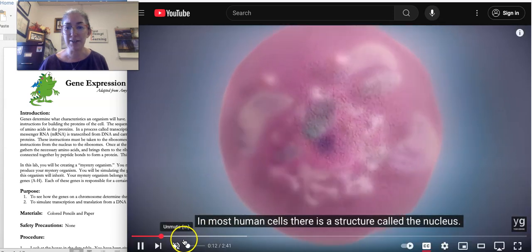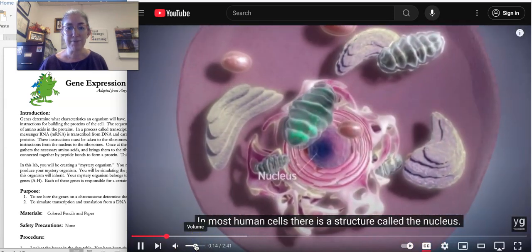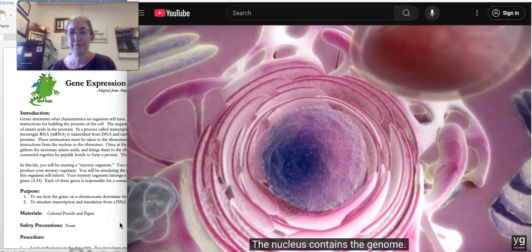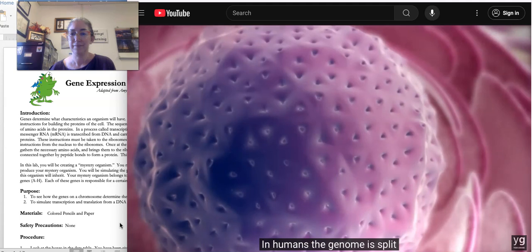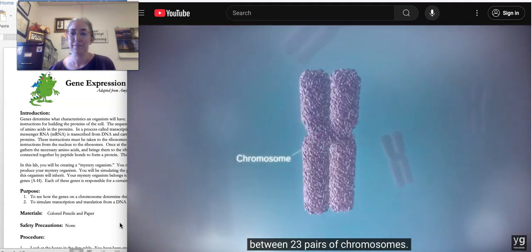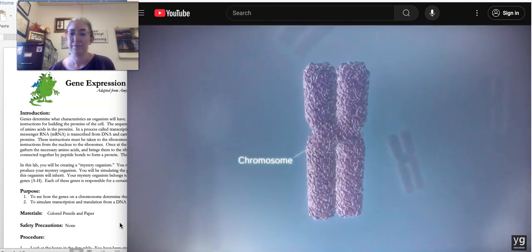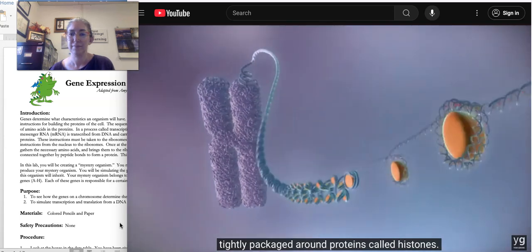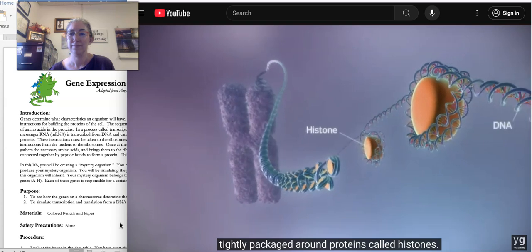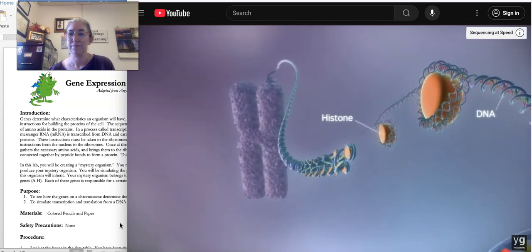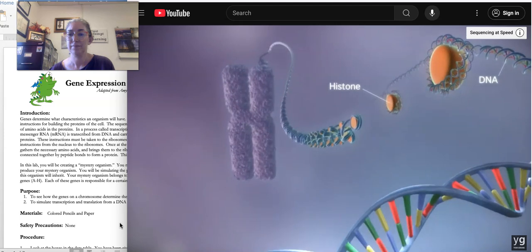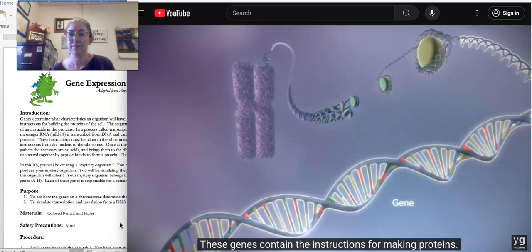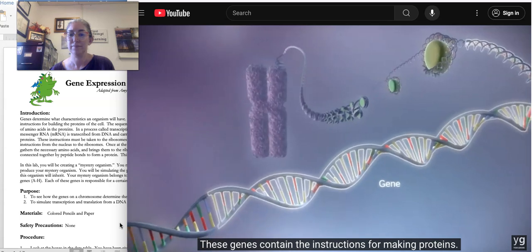So we've got a cell. Turn on the volume. The nucleus. The nucleus contains the genome. In humans, the genome is split between 23 pairs of chromosomes. Each chromosome contains a long strand of DNA, tightly packaged around proteins called histones. Within the DNA are sections called genes. These genes contain the instructions for making proteins.